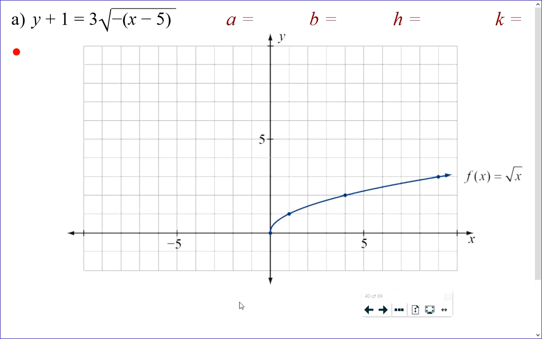Okay. Do me a favor, take a second and write down what the values of a, b, h, and k are by looking at the equation of that function. Remember that you always have to have it in the correct form. y has to be by itself.